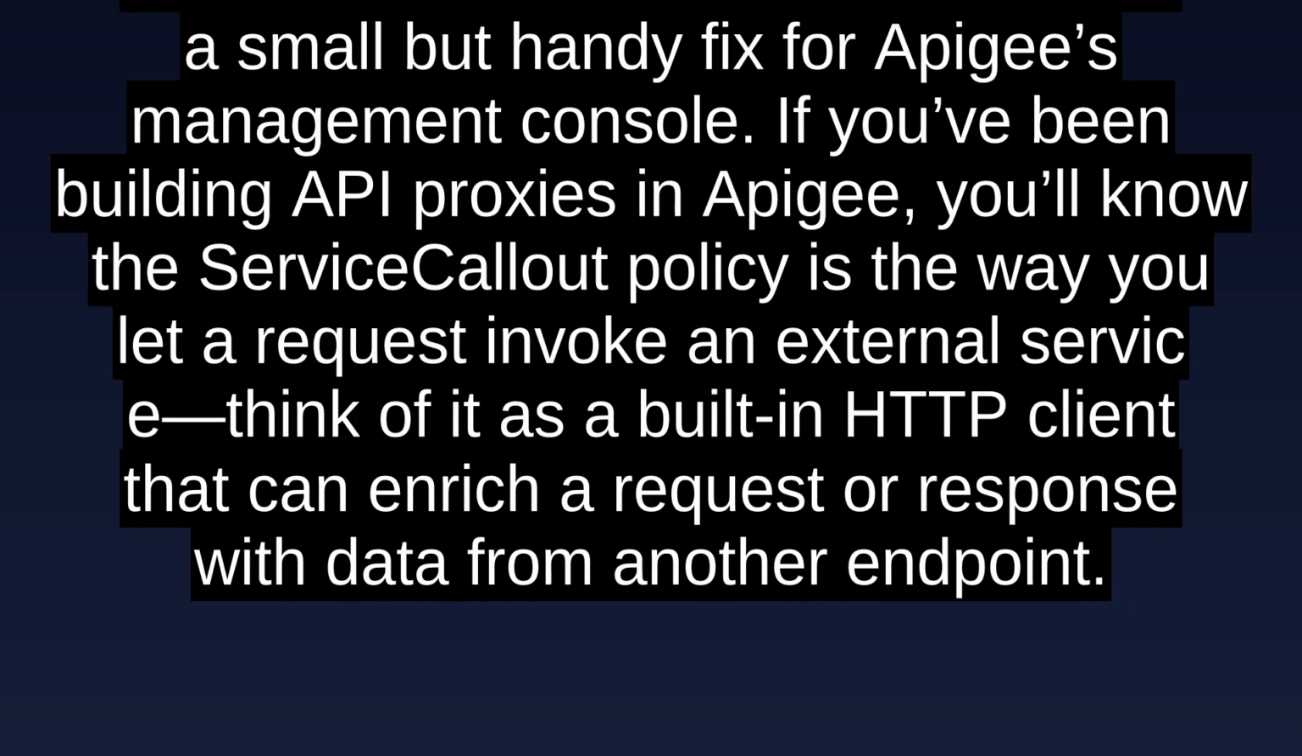The latest GCP release notes include a small but handy fix for Apigee's management console. If you've been building API proxies in Apigee, you'll know the service callout policy is the way you let a request invoke an external service. Think of it as a built-in HTTP client that can enrich a request or response with data from another endpoint.